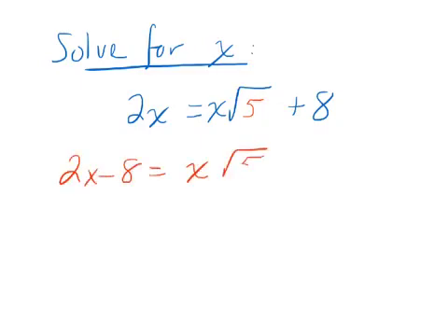You still have x on both sides, Joe. Can't divide by x. If you divide, well, you could divide by x, but then you're going to have root 5 equals 2x minus 8 over x. You want to get x alone, don't you? But you have it in two spots. So this is not going to work. What should I do?